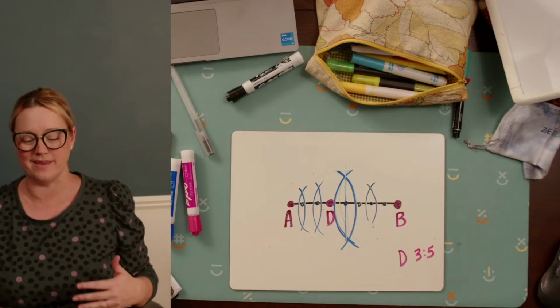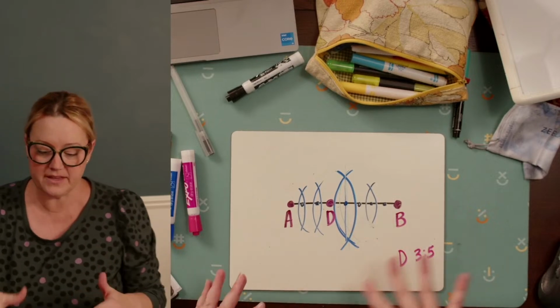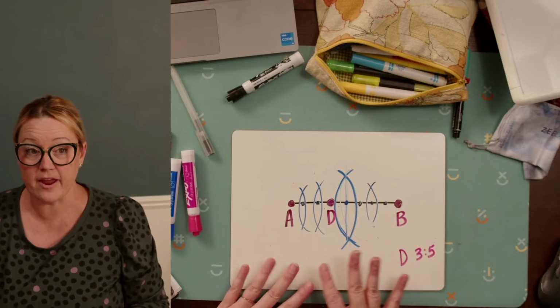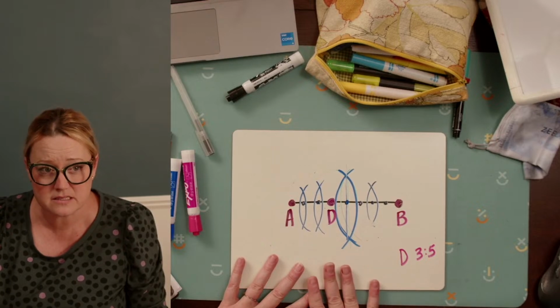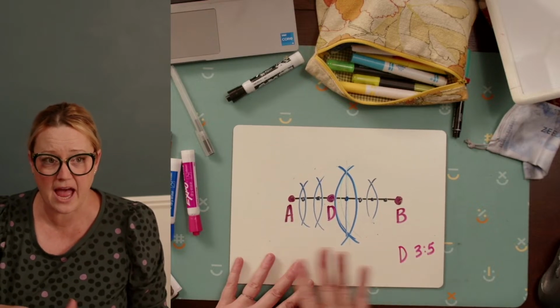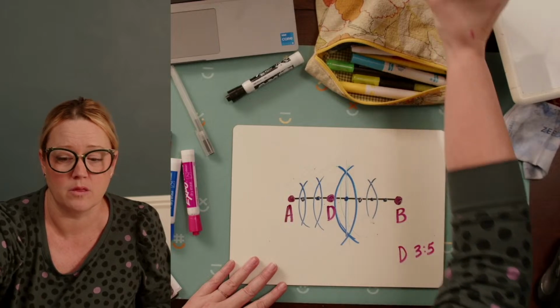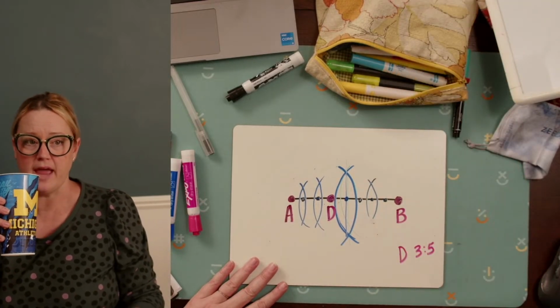Constructions is one thing that's just really hard for me to show on these boards. But hopefully, conceptually, this makes a little more sense as far as how to divide that up in the ratio of 3 to 5.